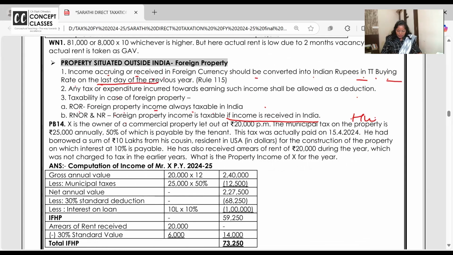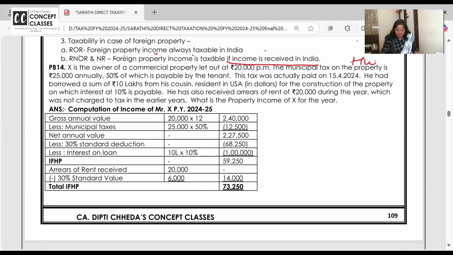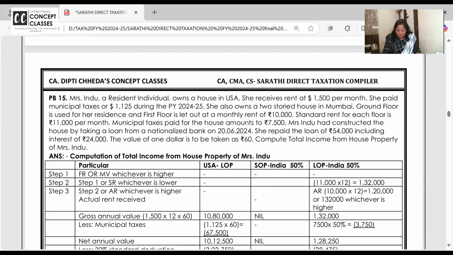X is the owner of the commercial property. This 14th sum is homework, exactly the same as what we have done. And I want to do the 15th sum. Mrs. Indu, a resident individual, owns one house in USA. She has let it out at $1,500 per month. She paid municipal taxes of $1,125. But this 1,125 is paid once, not for 12 months.